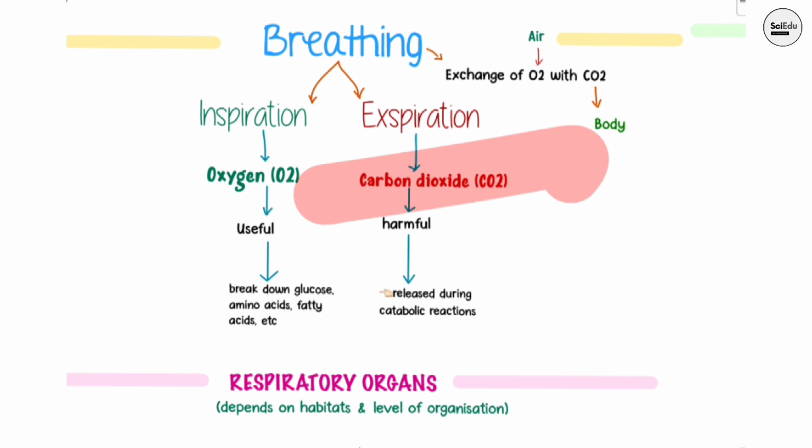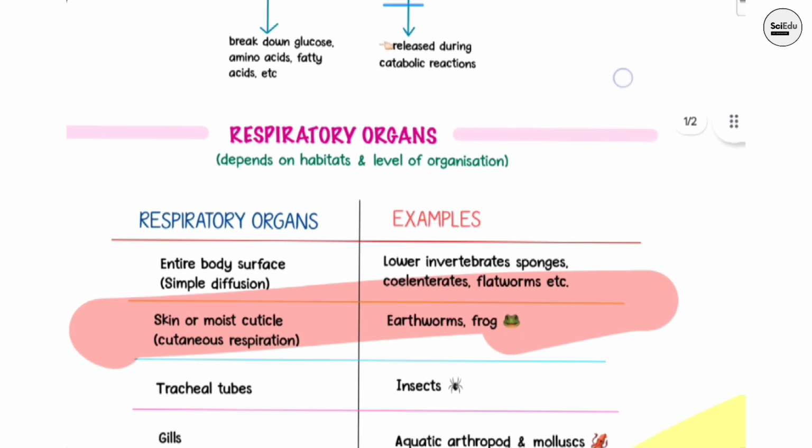This process of exchange of O2 from the atmosphere with CO2 produced by the cells is called breathing, commonly known as respiration. Place your hands on your chest. You can feel the chest moving up and down. You know that it is due to breathing. How do we breathe? The respiratory organs and the mechanism of breathing are described in the following sections of this chapter.